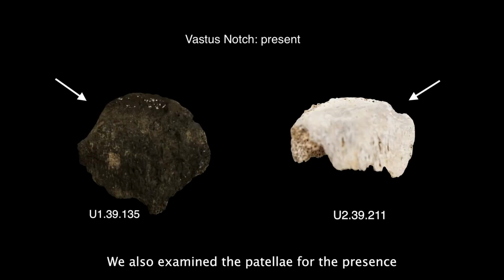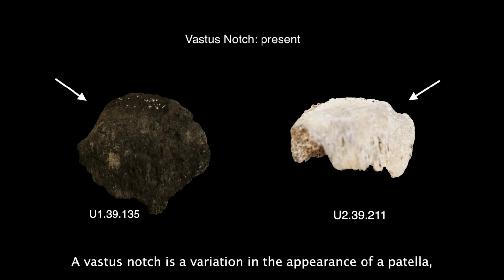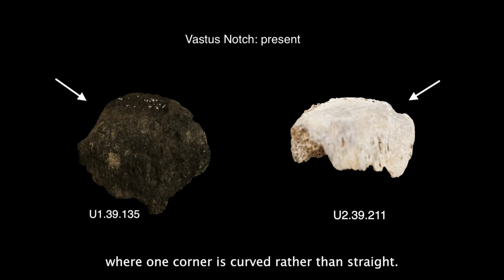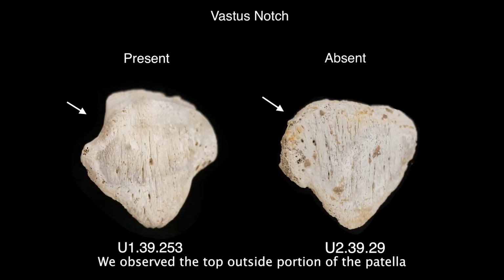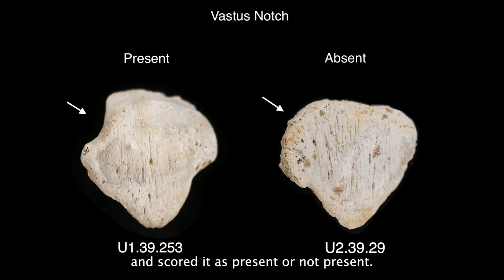We also examined the patellae for the presence of vastus notches. A vastus notch is a variation in the appearance of a patella where one corner is curved rather than straight. We observed the top outside portion of the patella and scored it as present or not present.